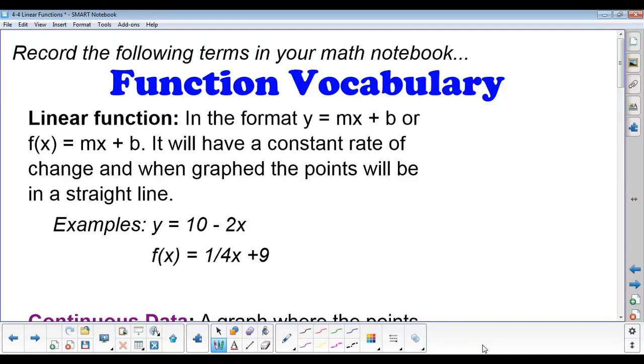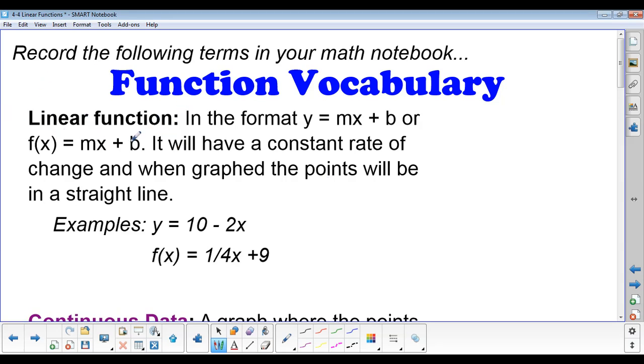Okay, on our next slide, we have some vocab to add to your notes. Make sure that you're actually adding this vocab to your notes and not just going, yeah, Miss Bells, we'll do it. Make sure it's in there. When we come back to school, you know I'm going to do a notebook check, and it needs to have this vocab in there. So we have a linear function.